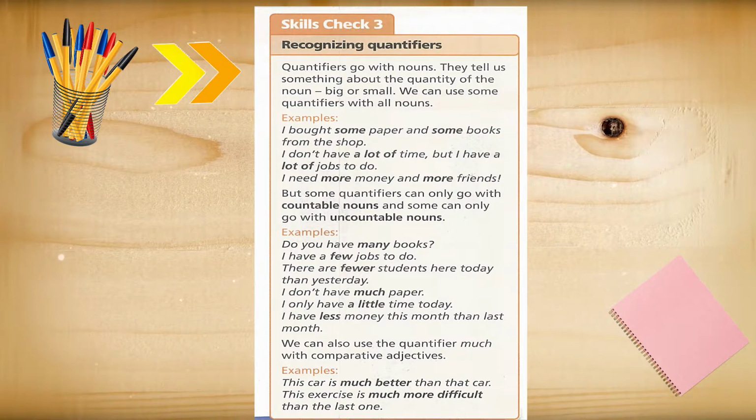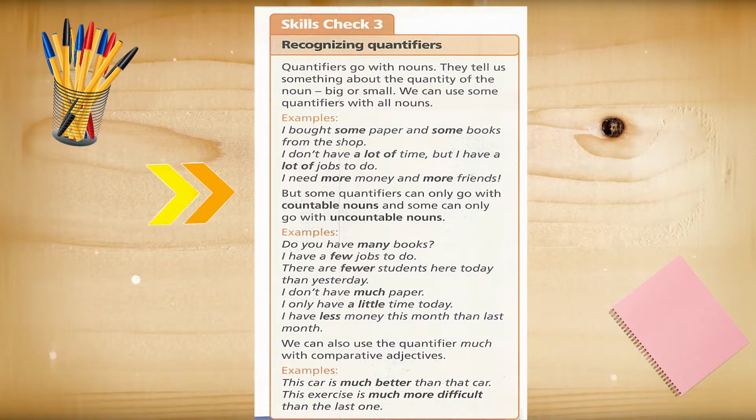We can use some quantifiers with all nouns. Examples: I bought some paper and some books from the shop. I don't have a lot of time, but I have a lot of jobs to do. I need more money and more friends.